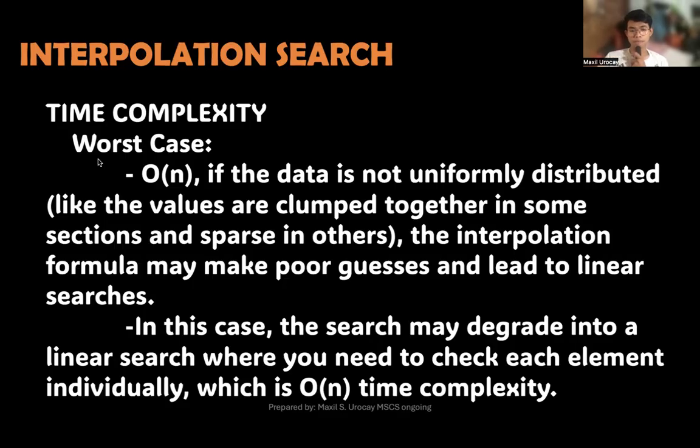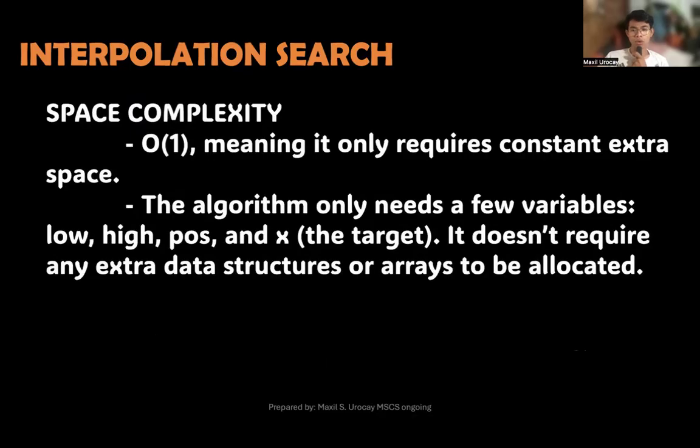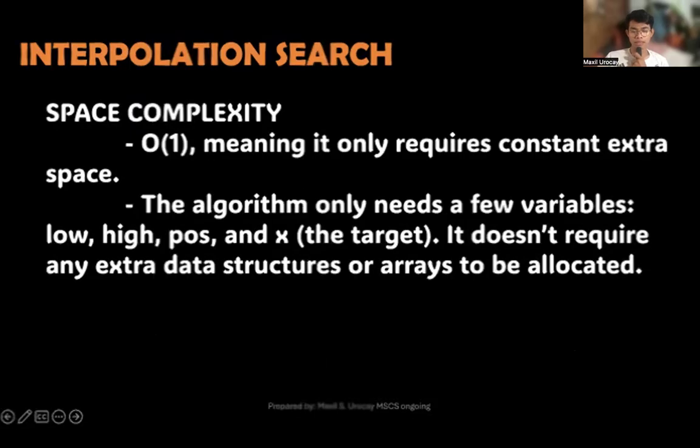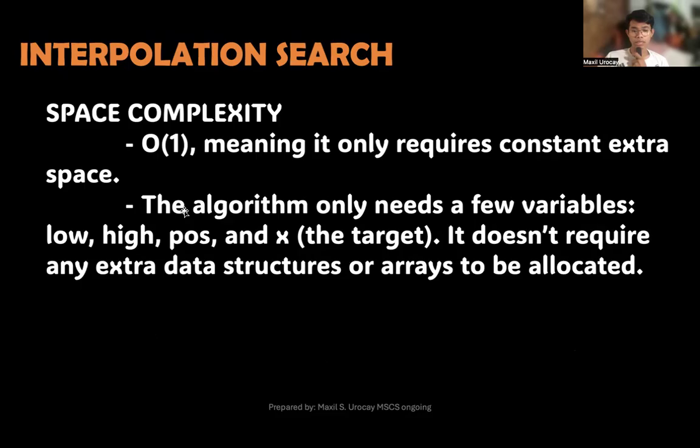Now for the space complexity, it is O(1), meaning it only requires constant space. The algorithm only needs a few variables: low, high, position, and x, the target. It doesn't require any extra data structures or arrays to be allocated. So its space complexity is constant because there are no additional spaces required besides the variables to track the search bounds and the target.